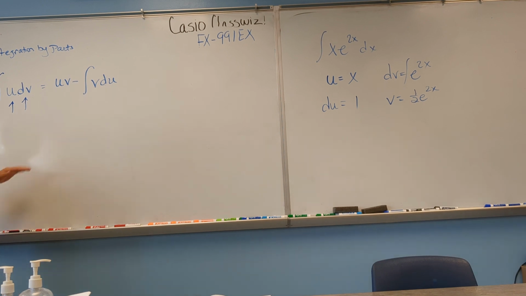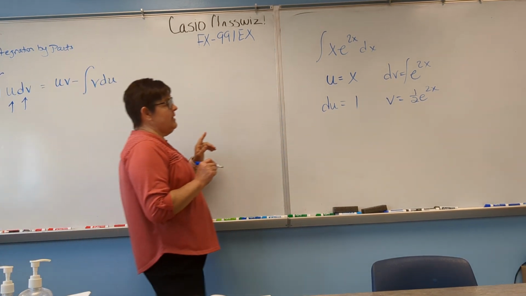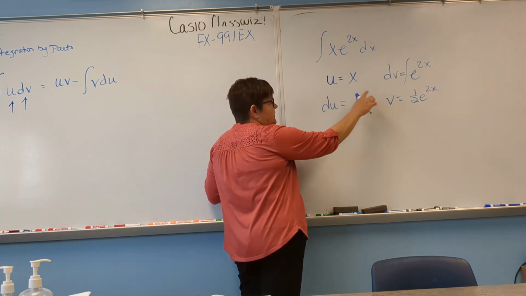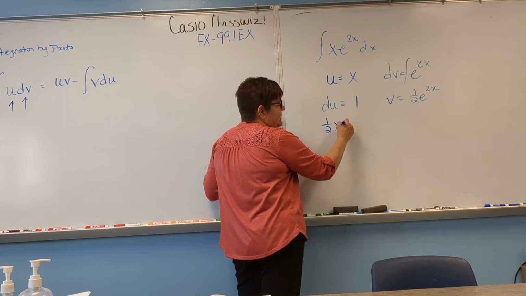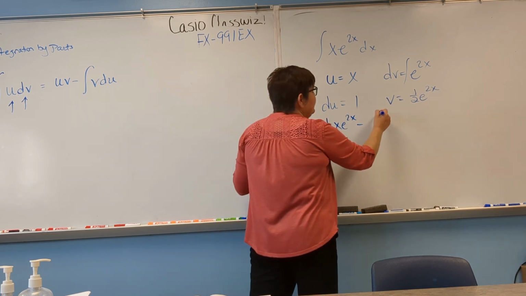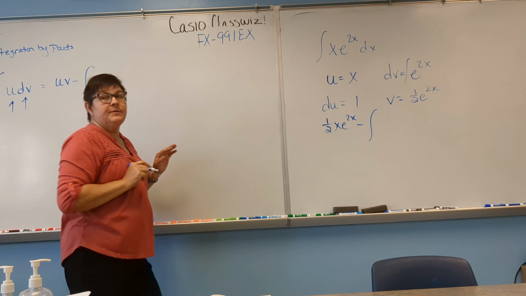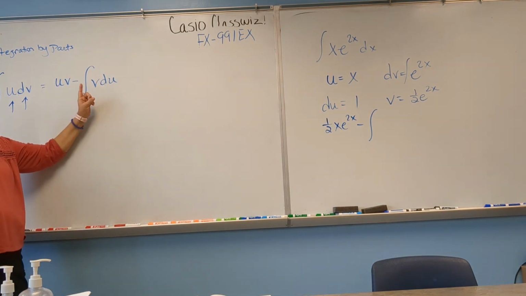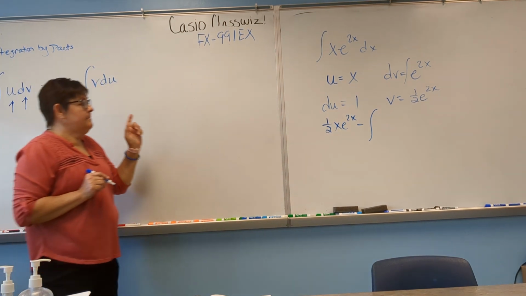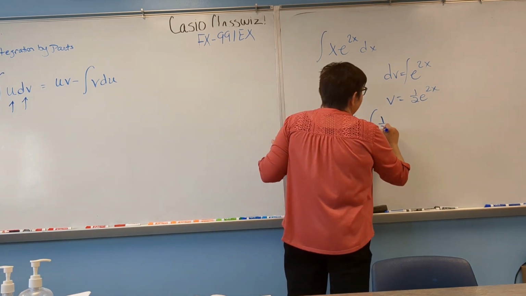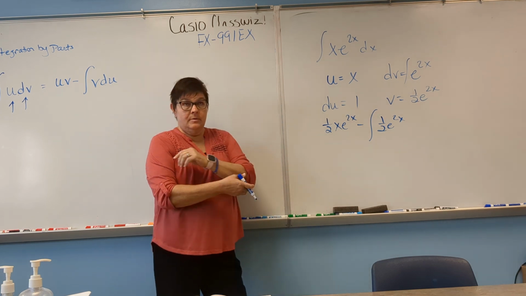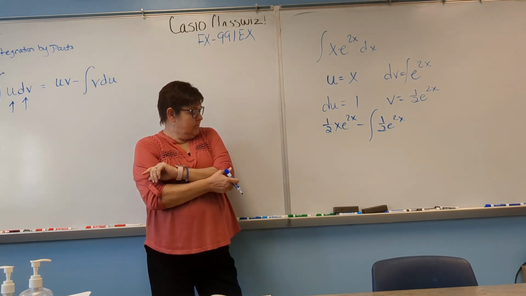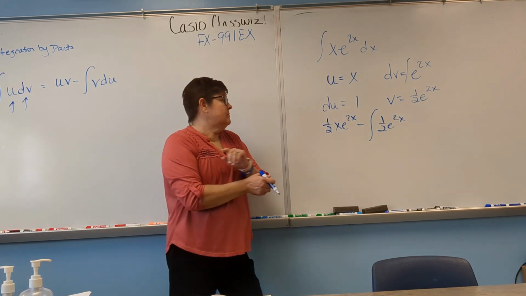And the formula says to find the integral of it, you're going to write u times v. So what is u times v in this case? 1/2 x e to the 2x, minus the integral of, back over here, v, what's v? 1/2 e to the 2x, and then du, what's the derivative of u? Up here? 1, so times 1.